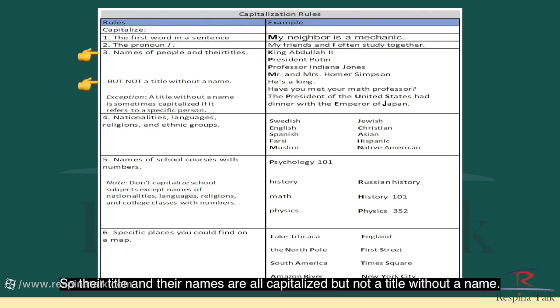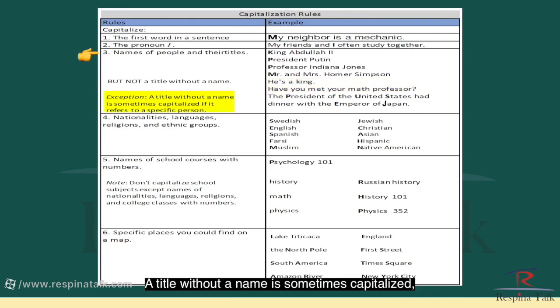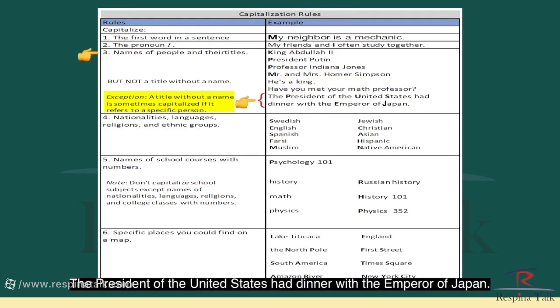not a title without a name. So if you have a title that doesn't have a name, you don't need to capitalize it. For example, he's a king. So the king here is not capitalized. There is an exception, however. A title without a name is sometimes capitalized if it refers to a specific person. For example, the President of the United States had dinner with the Emperor of Japan.